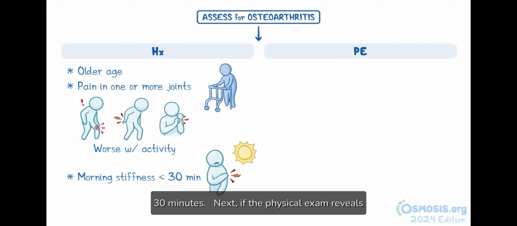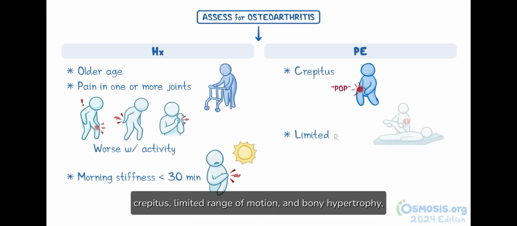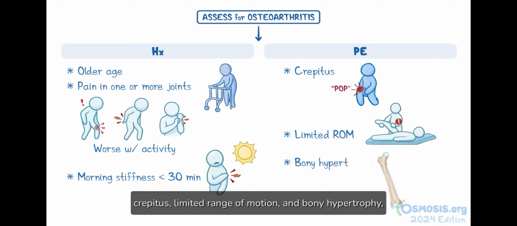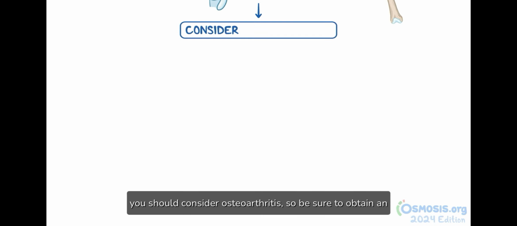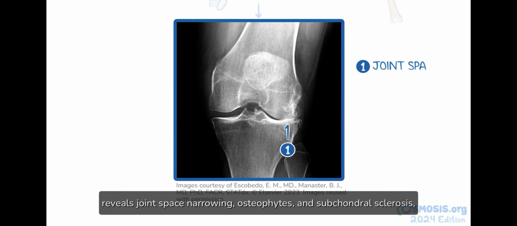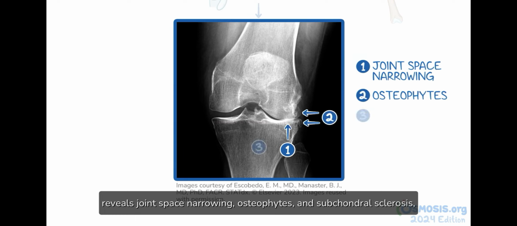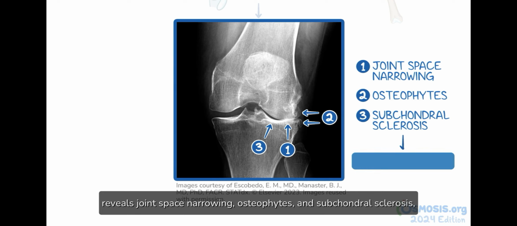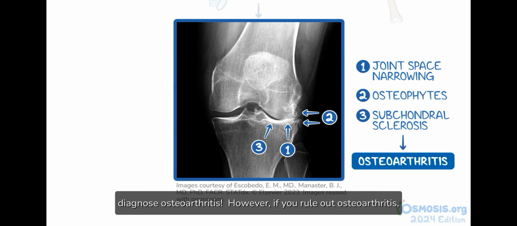Next, if the physical exam reveals crepitus, limited range of motion, and bony hypertrophy, you should consider osteoarthritis, so be sure to obtain an X-ray of the affected joint. If the X-ray reveals joint space narrowing, osteophytes, and subchondral sclerosis, diagnose osteoarthritis.